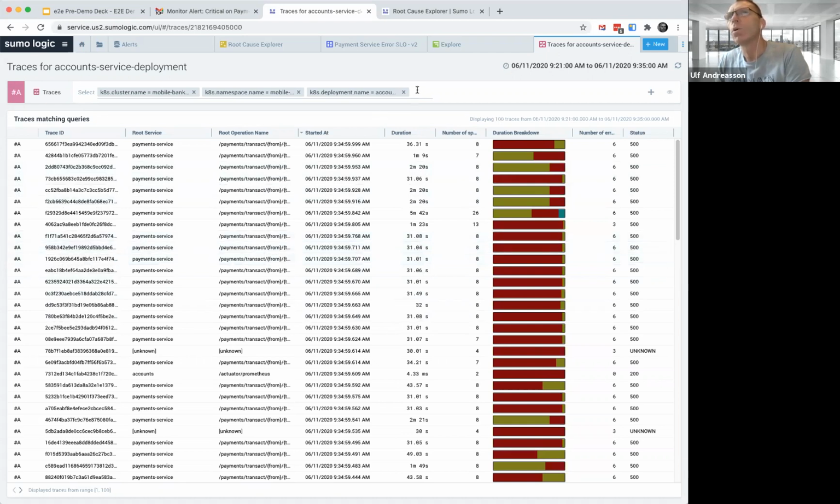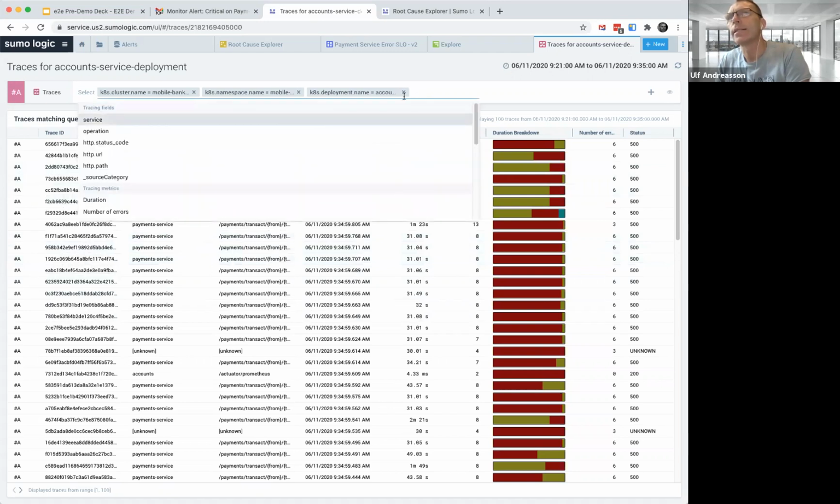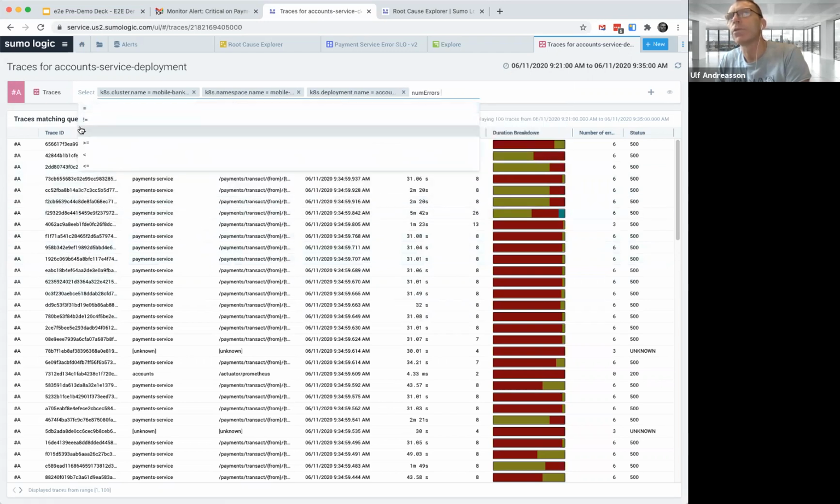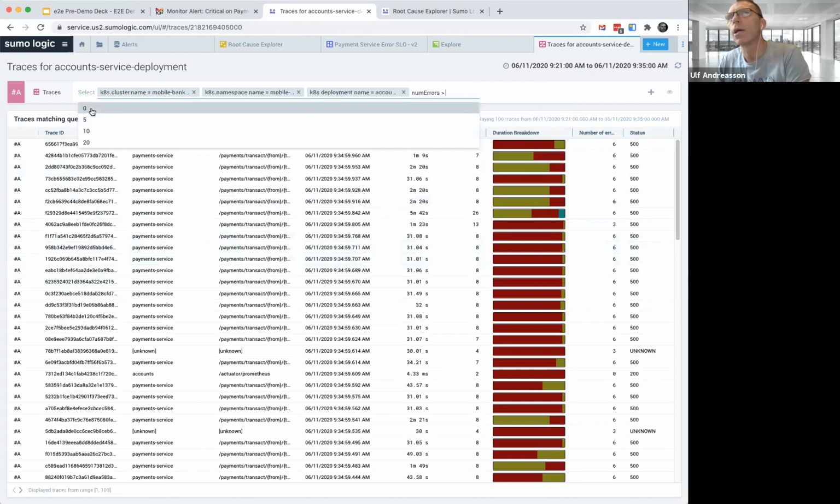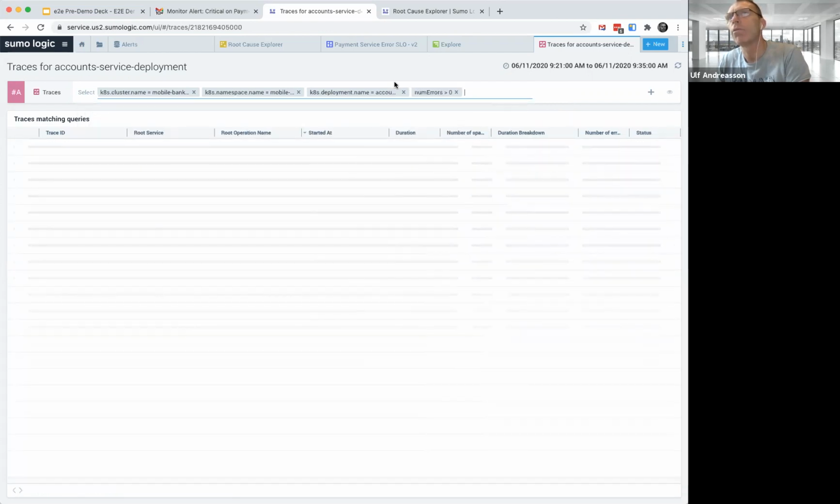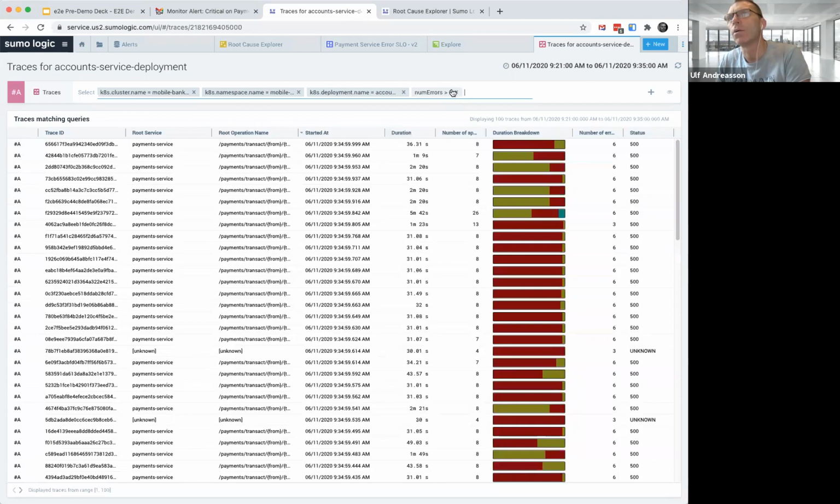What I also want to add is another filter to say that I'm only interested in traces where I have a number of errors over 0, effectively showing me the ones which really have an error, because I could potentially see all traces as well. So I have a lot of capabilities to filter this out, right? And you can see here that the duration of the connection is shown.